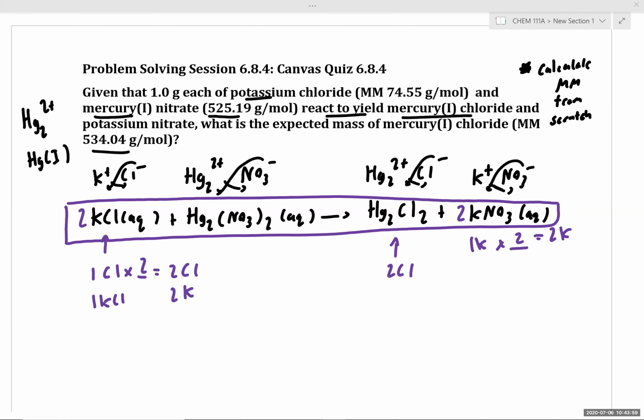Oh yeah, just a correction for mercury 1 chloride, it should be 472.09. I think originally I wrote this problem with mercury bromide, so the molar mass was slightly off. Just a correction in case your calculated value is a little bit different than the response in Canvas.